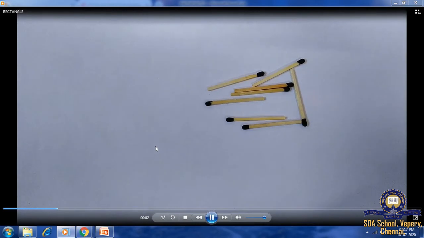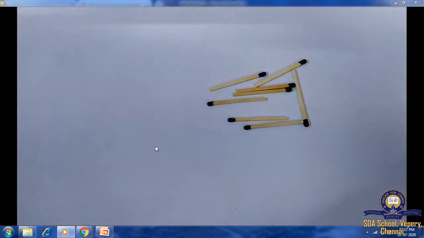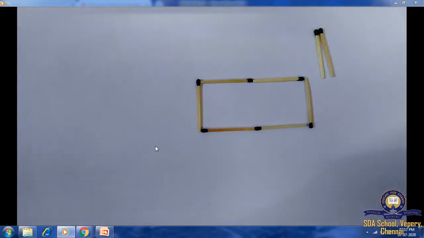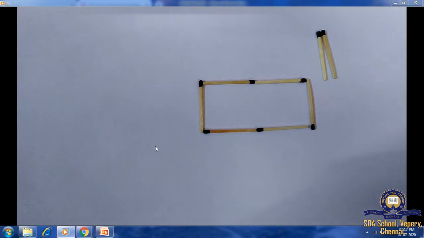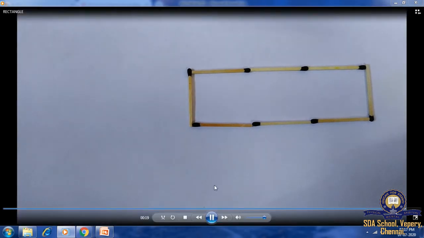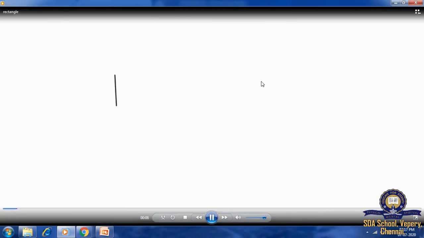Next shape is rectangle. I am going to use a matchstick. See, two sides are equal. The opposite sides are equal in size. To draw a rectangle, you have to draw using your scale and pencil in rough note. Okay.